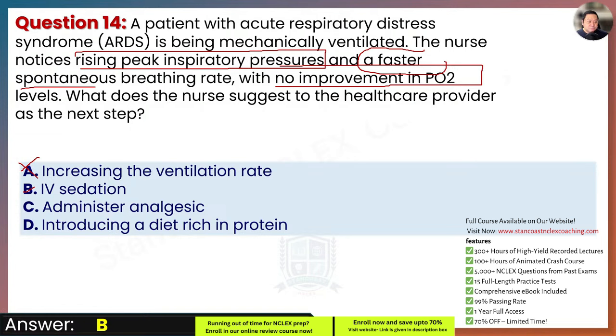Now, letter D, introducing a diet rich in proteins. Why is this also incorrect? Well, we know that this is also important for nutritional support, especially in ARDS. But again, this is not an appropriate acute intervention for the current issue that we are identifying. All right. We need mechanical ventilation management. And at this moment, we have to address the patient's ventilator synchrony, and that is the priority. And the changing of the client's diet will not have an immediate impact on the ventilation dynamics. So immediately discard this option.